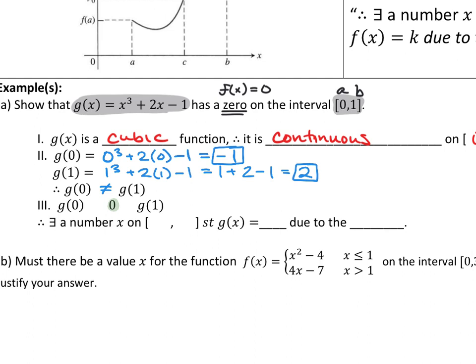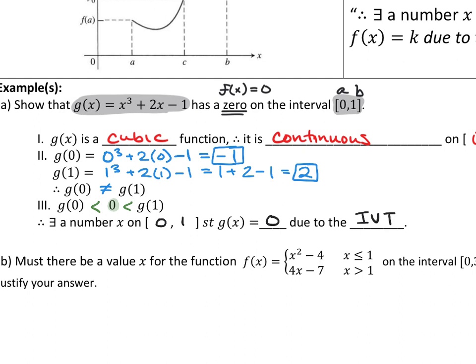Great. So we can say the statement that g of 0 is less than 0, which is less than g of 1. Essentially saying 0 is between the 2 values I got, because it is. 0 is between negative 1 and 2. Since I got through all 3 requirements, we say, therefore, there exists a number x on the interval 0 to 1 such that g of x is equal to 0 due to the IVT.